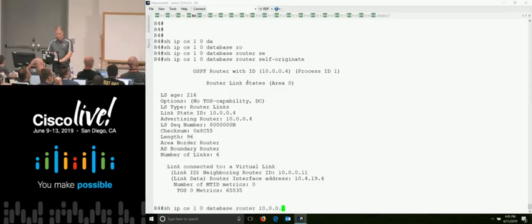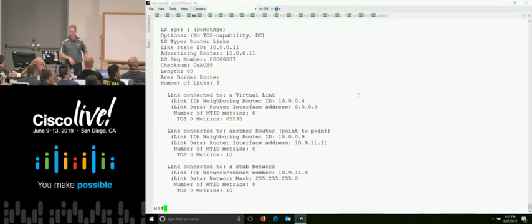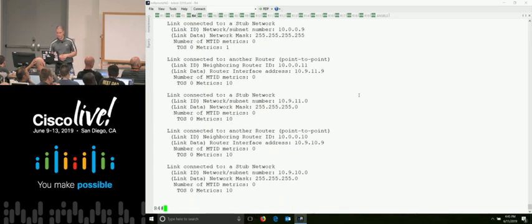If we look at R11, it's got its virtual link connection back to R4. It's got a point-to-point connection to R9, that middle one from 11 to 9, which is at the top of the triangle. And it also has that stub network, which is the transit link between 9 and 11. Now that we've discovered R9, let's see what R9 has to say. So he's got 5 links, again, not super interesting.